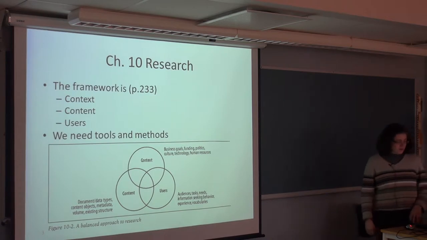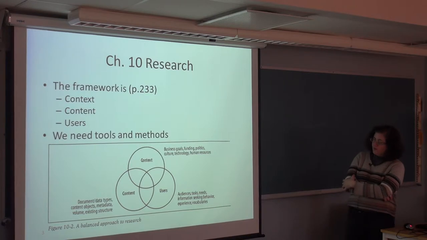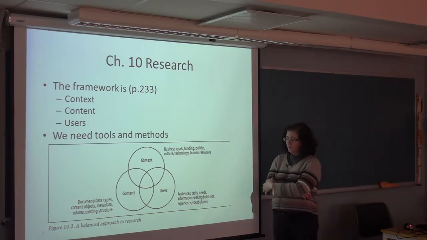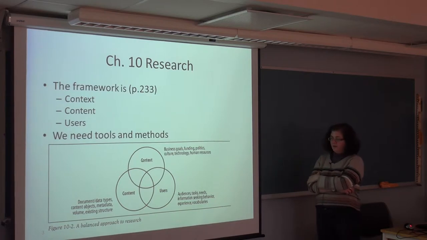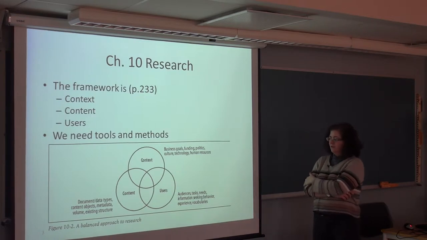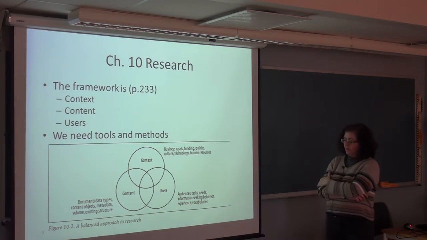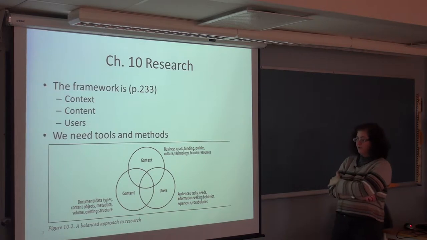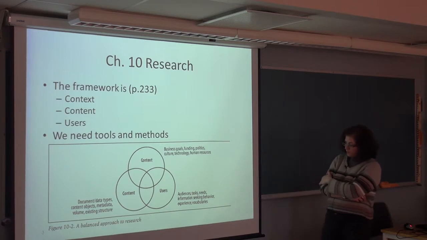We talked about the framework in research as having three main areas, and this is the context, the content, and the users. The context is the environment which you're building it for. And this has to do with business goals and politics and the resources that are available, human resources and technology resources. And then the content has to do with the stuff that's going to go on your website, for example. So this has to do with the data itself plus the metadata, which enables you to access the content. It has to do with the structure of the site, navigation schemes, labeling, and so forth.